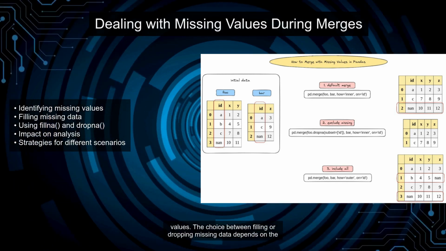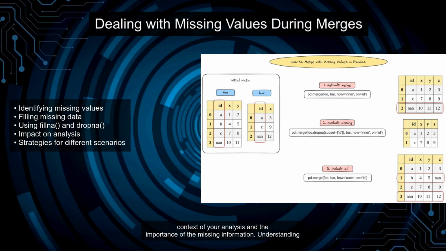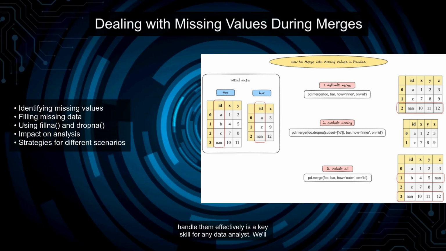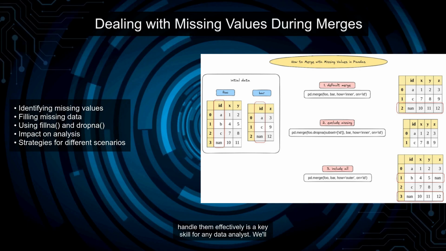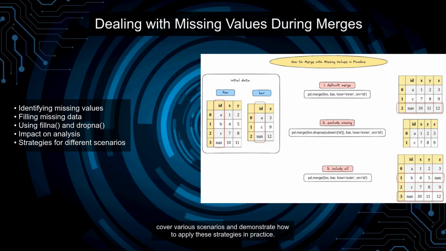The choice between filling or dropping missing data depends on the context of your analysis and the importance of the missing information. Understanding the impact of missing values on your analysis and developing strategies to handle them effectively is a key skill for any data analyst. We'll cover various scenarios and demonstrate how to apply these strategies in practice.